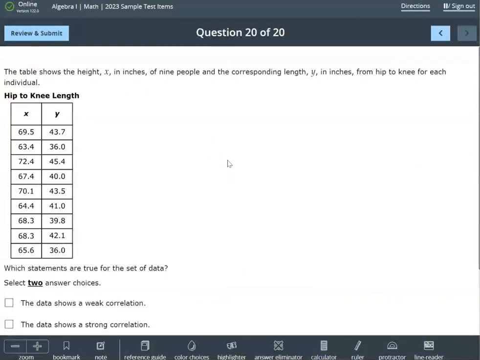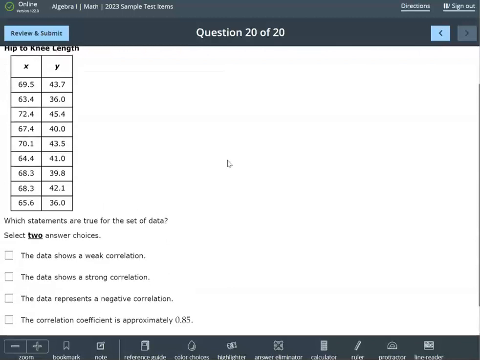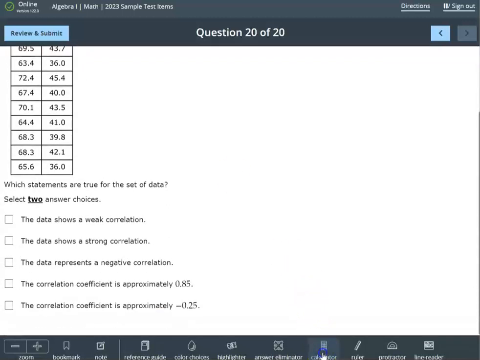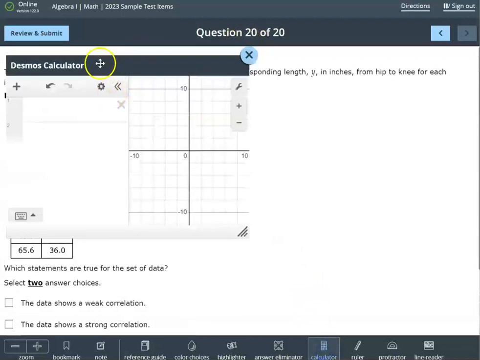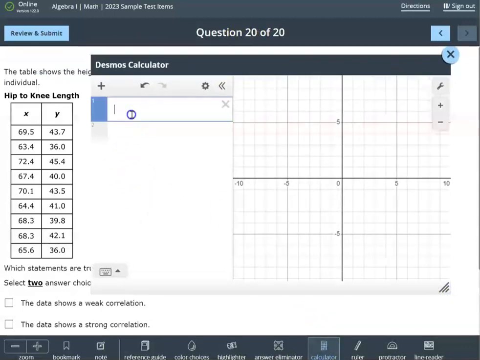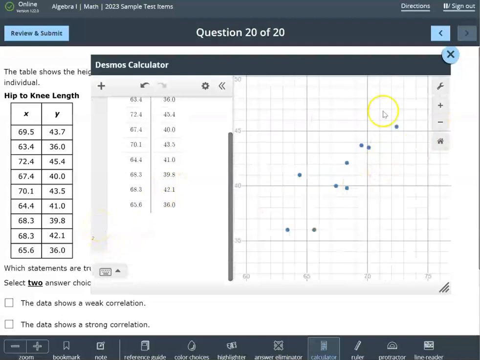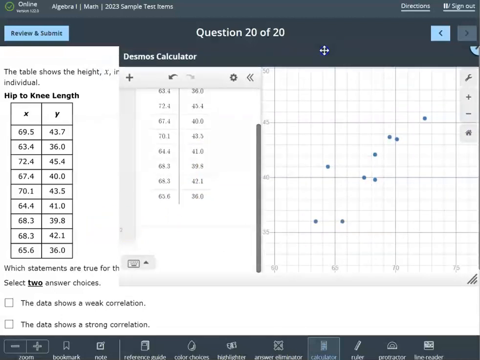The last item we're looking at is question 20. Again, we've got a table of data, and this time we're going to generate a correlation coefficient for the data. To do that, open your calculator, move it over, resize it, and let's type in our data into a table. So click the plus sign, make a table, and type in these data. Once the data is typed into the table, you can click the zoom fit in the bottom left to create a nice graph, and now we can see the data.